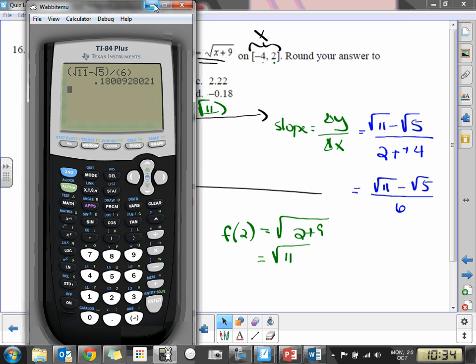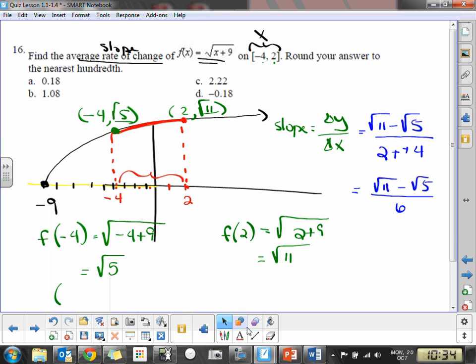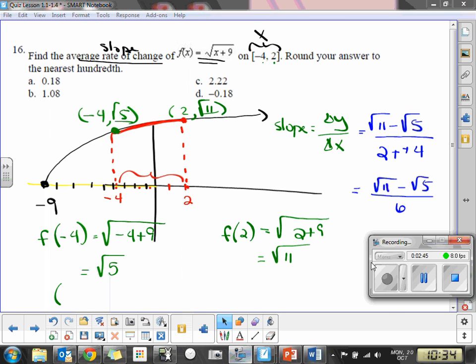So average rates of change equate back to slopes. And you can calculate slopes by change of y over change of x. They give you your x values, plug them in to find your y values, and then calculate.